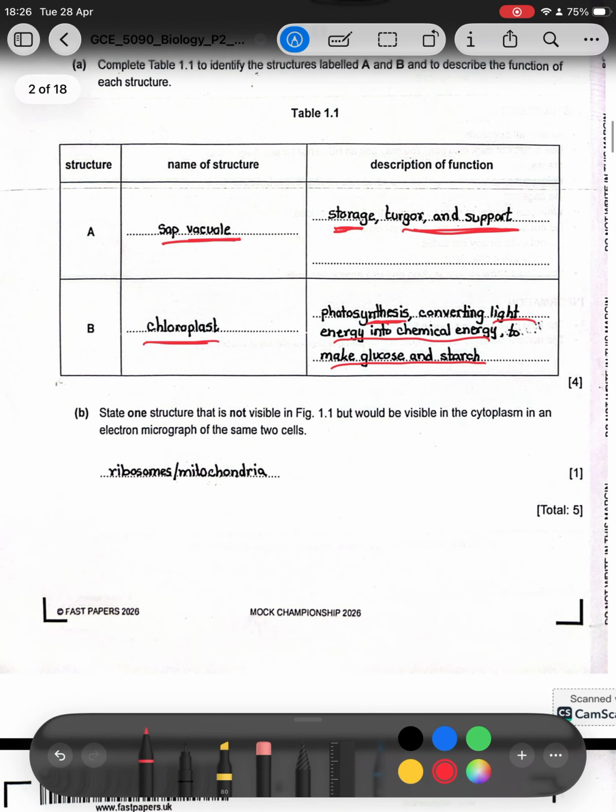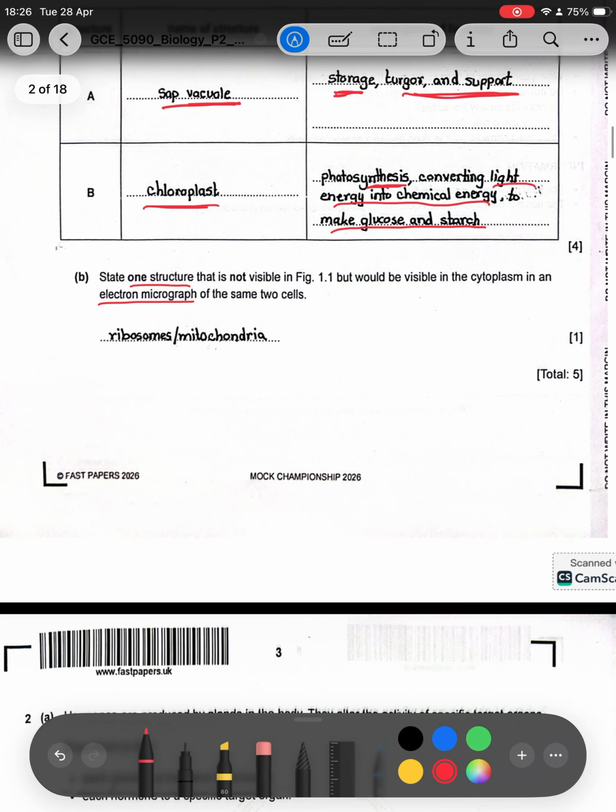In B, state one structure that is not visible in figure 1.1 but would be visible in the cytoplasm in an electron micrograph of the same two cells. So I'm going to provide a diagram over here. You can see clearly what's missing. So either of two are the answer, which are ribosomes or mitochondria. So you mention either one to get 1 mark here.